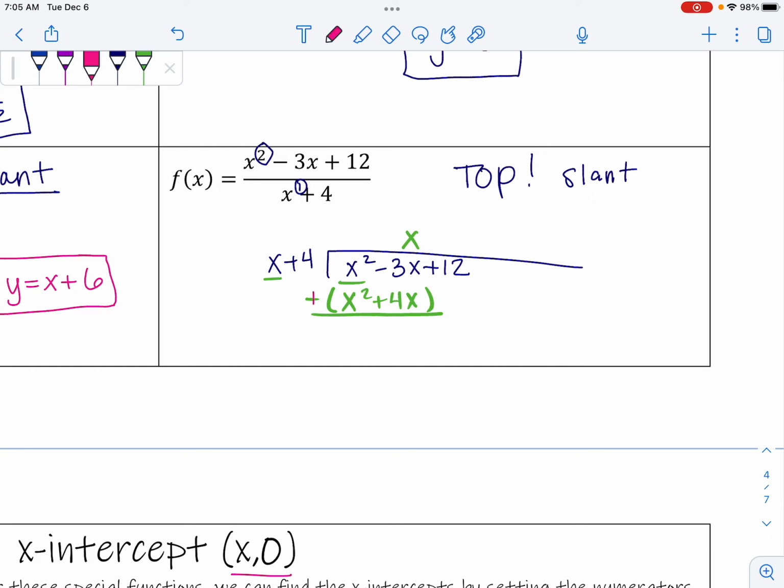Now I'm going to distribute. X squared minus x squared is 0. Negative 3x minus 4x is negative 7x. Now, how do I get x to become negative 7x? Multiply by negative 7. And I can stop here. Y equals x minus 7 is my slant asymptote.